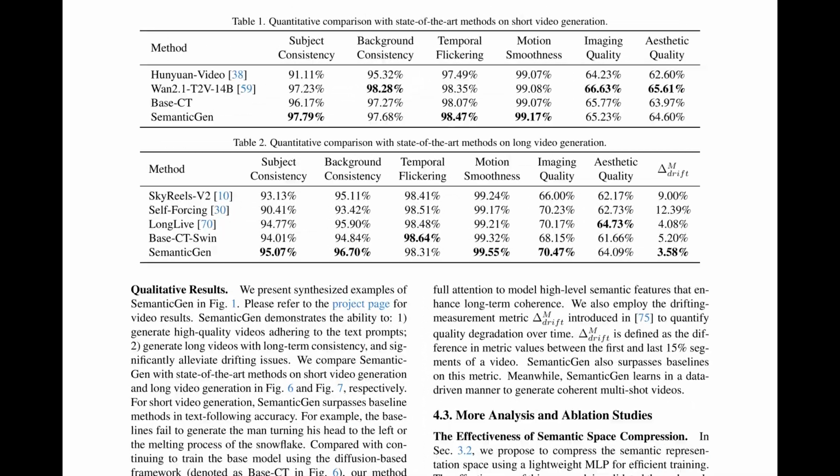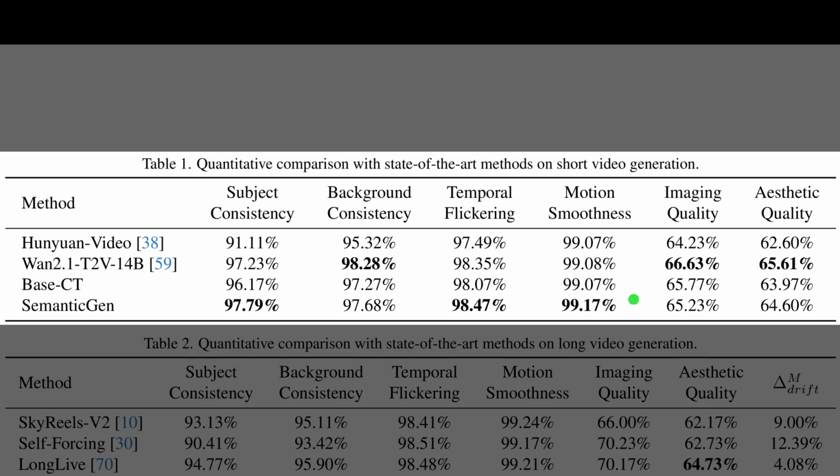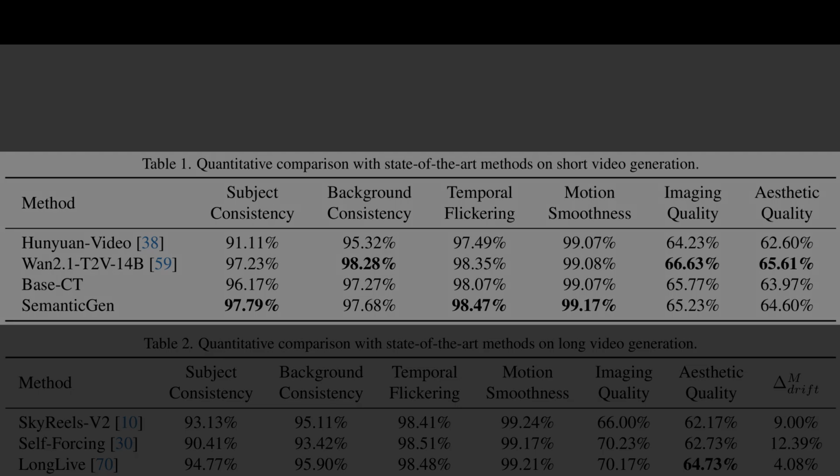Table 1 shows that the semantic first approach mainly pays off on consistency and motion metrics for short videos, even if image beauty scores do not always top the chart. This table compares several methods across subject consistency, background consistency, temporal flickering, and motion smoothness, plus imaging and aesthetic quality. SemanticGen reaches about 99% on multiple consistency metrics, while WAN 2.1 leads on imaging quality. Base CT helps separate gains from extra training because it uses the same data and steps without semantic modeling.